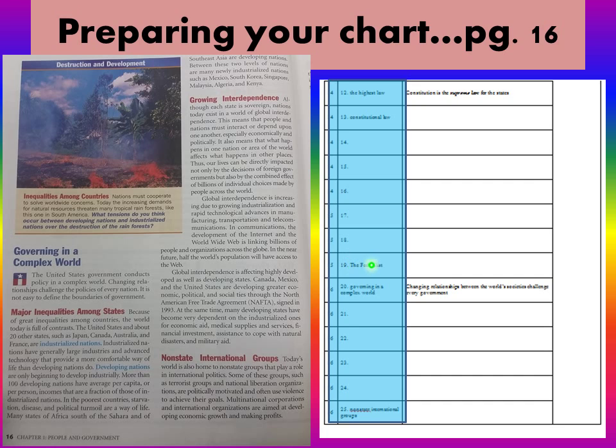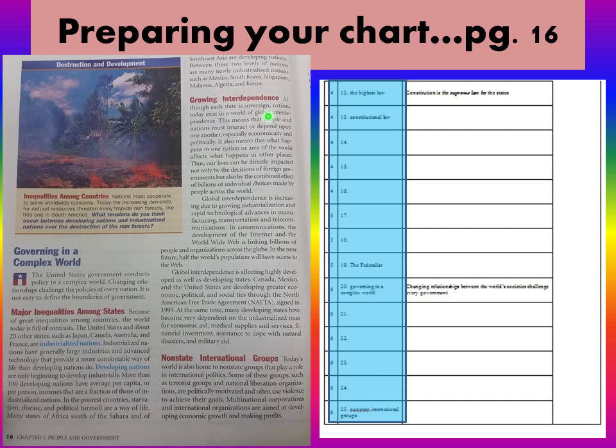Page 16. We're down here now. Governing in a complex world. Big blue words. That goes here. Okay, good. Skim, skim, skim, skim, skim. Major inequalities among states. Red words. That goes here, number 21. Skim, skim, skim, skim. Industrialized nations is in blue. That goes in number 22. Skim. Developing nations. Blue words. That goes in number 23.